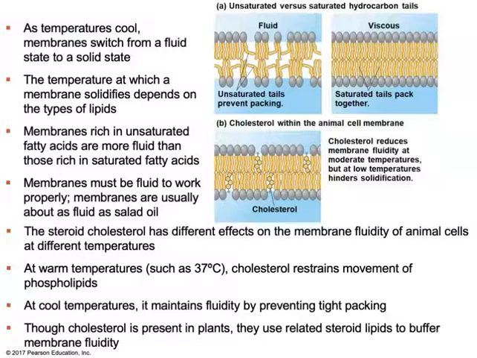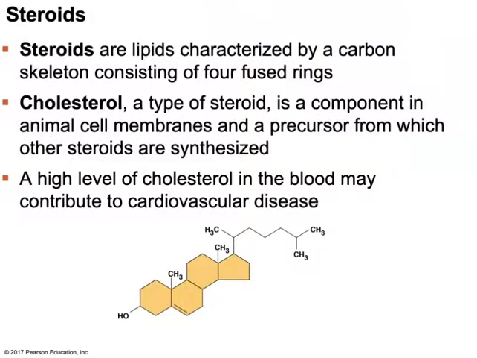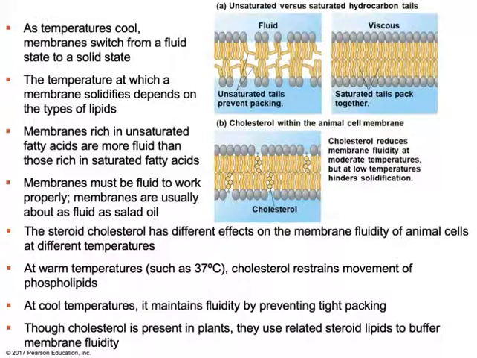The last thing affecting fluidity is the steroid cholesterol, which has different effects on the membrane of animals at different temperatures. At warm temperatures, such as 37 degrees Celsius, cholesterol restrains movement of phospholipids. At cool temperatures, it helps to maintain fluidity by preventing tight packing. Though cholesterol is present in plants, they use related steroid lipids to buffer membrane fluidity.